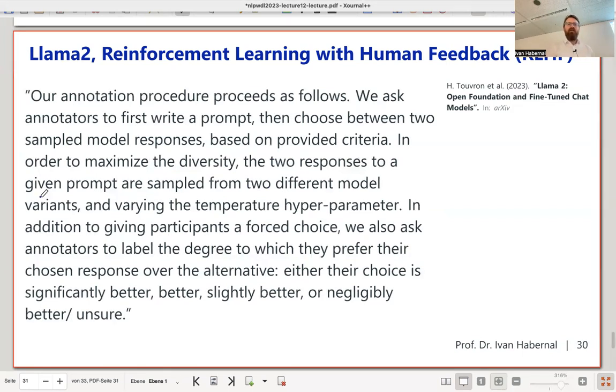Here's again. Our annotation procedure proceeds as follows. We ask annotators to first write a prompt, then choose between two sampled model responses. Okay, so you write a prompt, and the model spits out two outputs because there's some randomness.